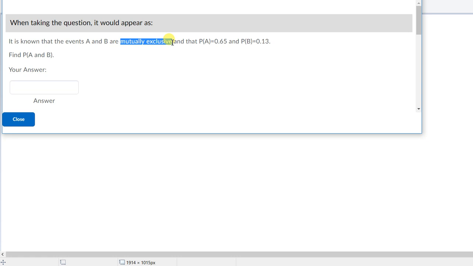So they're asking you for the probability of A and B at the same time. So if they're mutually exclusive, what does that mean about the probability of both occurring at the same time? That should be a pretty simple computation or deduction for you. All right? So let's move on.